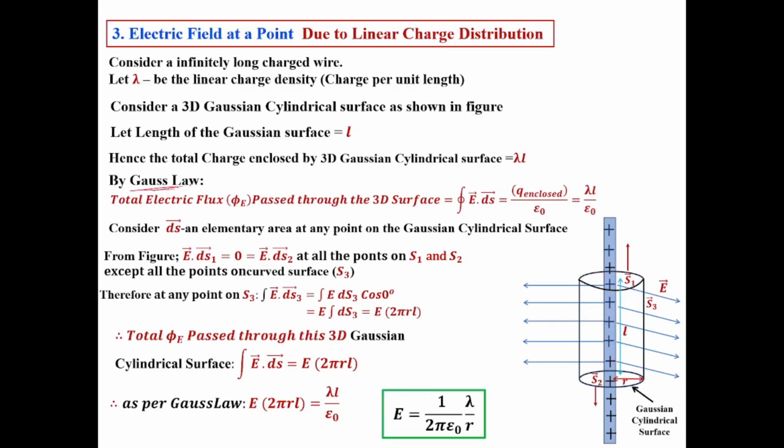According to Gauss law, the total electric flux passing through this Gaussian surface will be nothing but charge enclosed by epsilon 0. So here the total charge enclosed by this Gaussian surface is lambda L by epsilon 0.